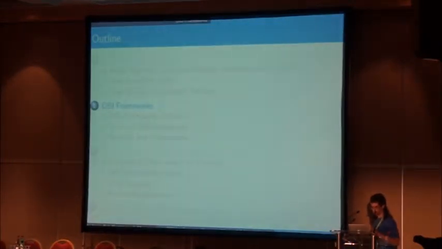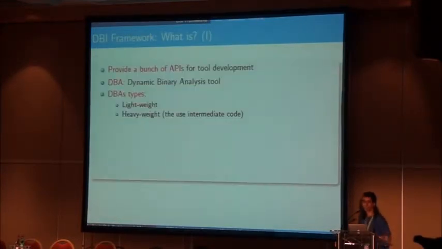And let's move to the second point. What is a DBI framework? Well, a DBI framework is a tool that gives you a bunch of functions or an API for tool development. The tools that are developed with this DBI framework are called DBA, Dynamic Binary Analysis tools. And we have different types. It can be lightweight or heavyweight. The main difference is that the heavyweight use some intermediate code. We will see an example later.